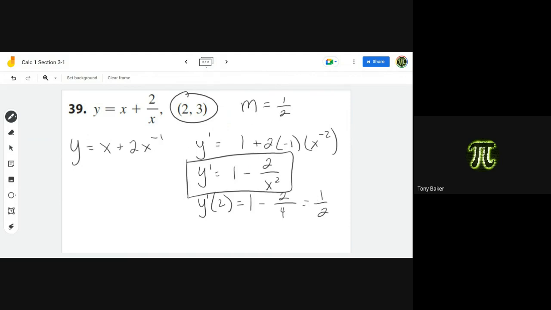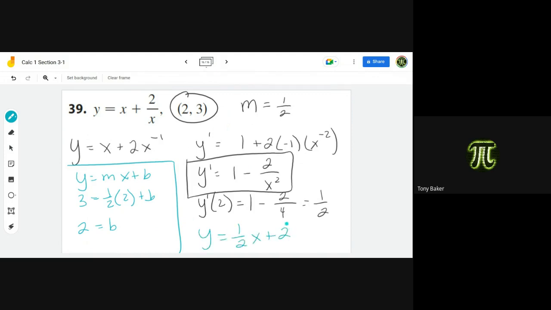Now I need to do my y equals mx plus b. To find my b, I plug in my 1/2, my 2. So b is 2. So my equation is y equals 1/2 x plus 2.